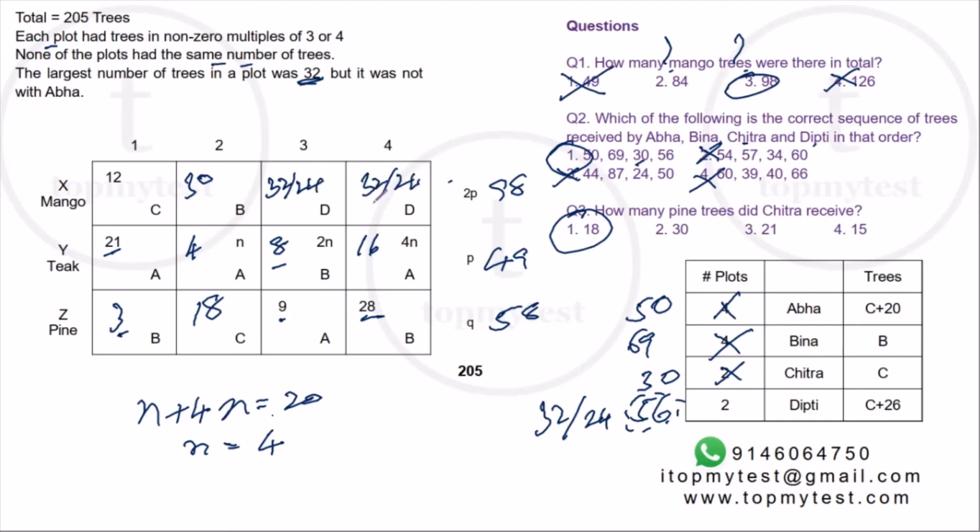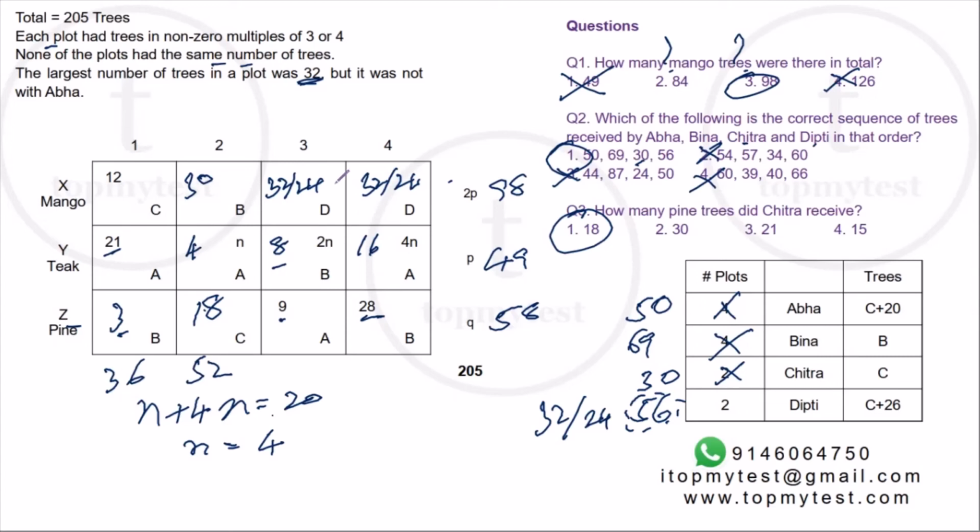Just to verify, 56 plus 12 is 68, plus 30 is 98. And this row is also 58. This part is done. If we want, we can add the column totals also, just to check this. 21 plus 12 is 33, 33 plus 3 is 36, 18 plus 4 is 22, 22 plus 30 is 52. Here it is 9 plus 8 is 17.